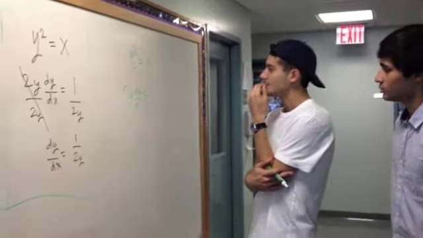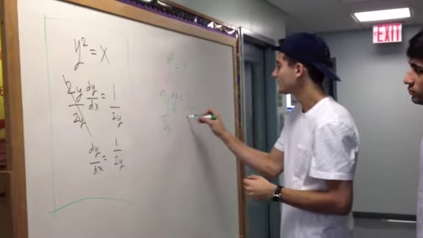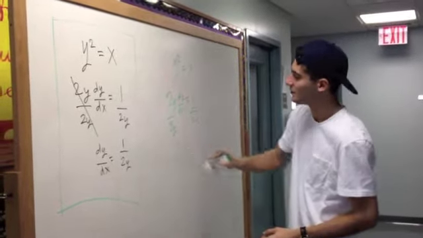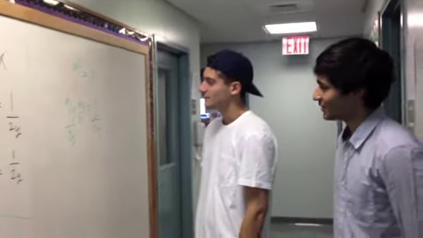All right. So he's divided by 2y to isolate dy/dx, canceling out this 2y, leaving us with the final product. Oh my god. Simple yet elegant. I don't believe it.